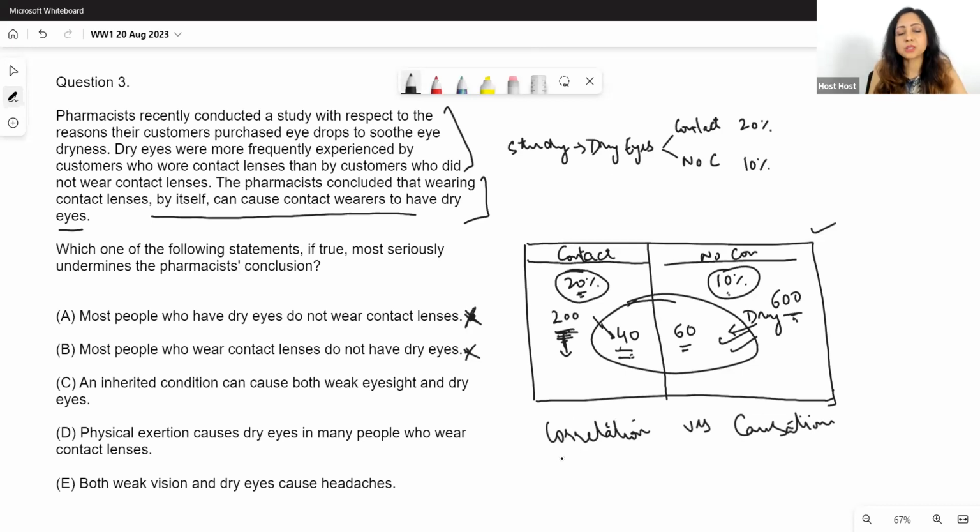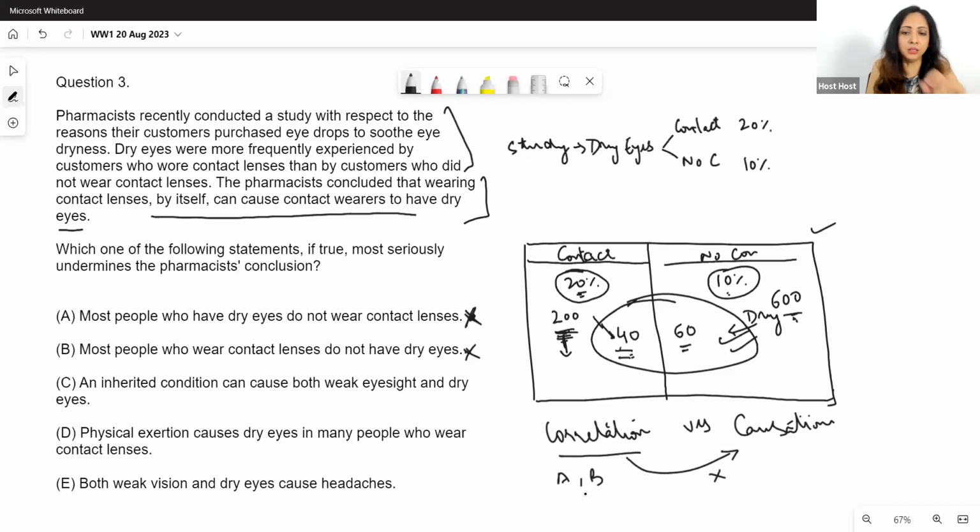This will be useful in a lot of CR questions. What is correlation? That two things exist together, right? We'll be told, for example, that there was a study or an observation that people who have A also end up having B, right? So that's your correlation. But correlation does not imply causation. If we find that A and B exist together, it does not mean that A is causing B or B is causing A, right? Causation means that one of them is causing the other. Correlation does not imply that, right?